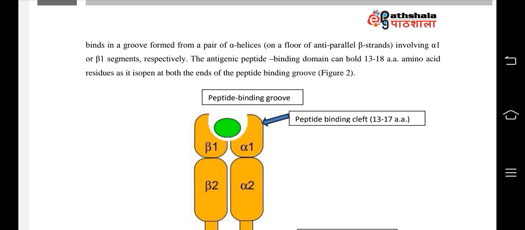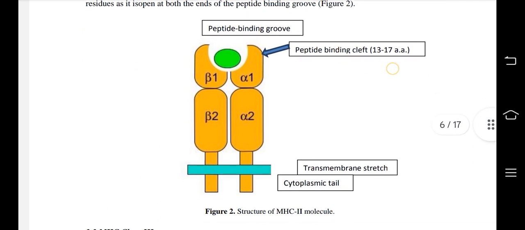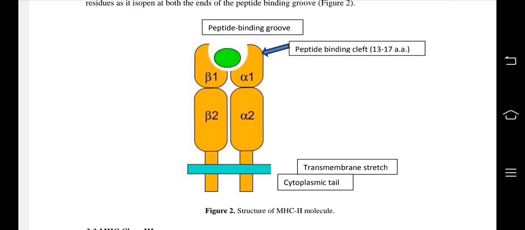The antigenic peptide binding domain can hold 13 to 18 amino acid residues, and it is open at both ends of the peptide binding groove. Peptide binding cleft, beta 1, beta 2, alpha 1, alpha 2, transmembrane structure, cytoplasmic tail.